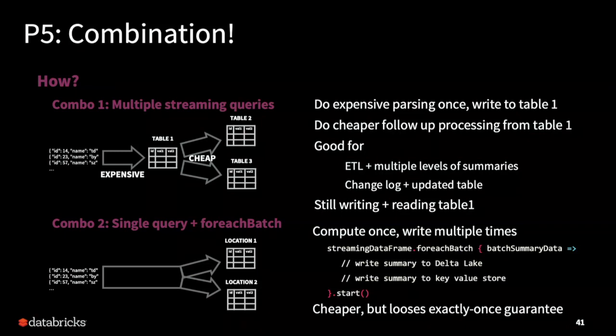Second approach is that you can run a single streaming query and use foreachBatch to update multiple locations. So let's say you're computing summaries and you want to write it both, upsert it to a Delta Lake table for analytical queries, as well as update a key value store for OLTP workloads. You can do that inside foreachBatch. It's the updated summaries you can write to key value store as well as to a Delta Lake.